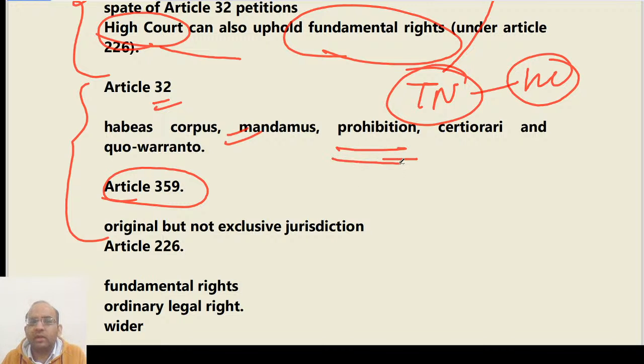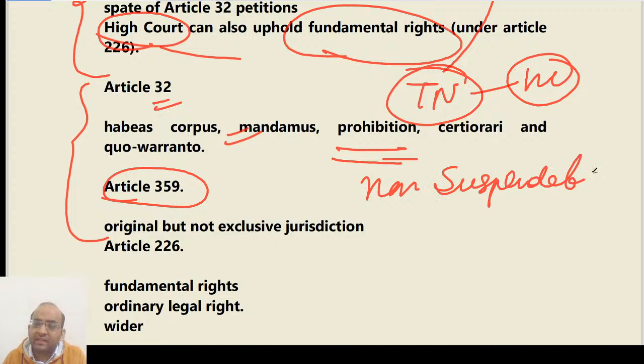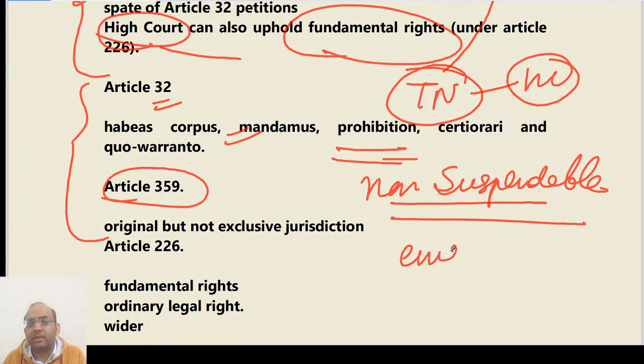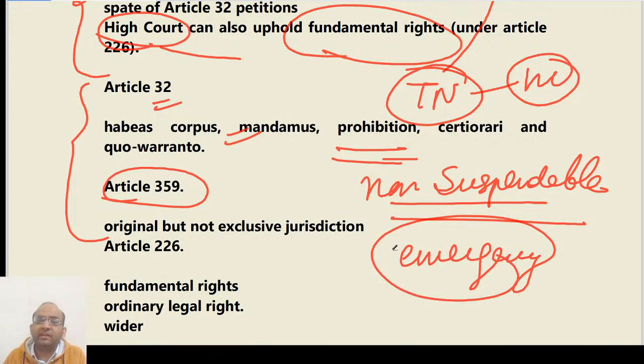Article 32 is not suspendable, except only in one condition, that is emergency, under Article 359. Only in that one condition is your right to move the courts to enforce your rights suspendable. Otherwise, it cannot be snatched away from you by the executive or legislature. It would remain with you forever.